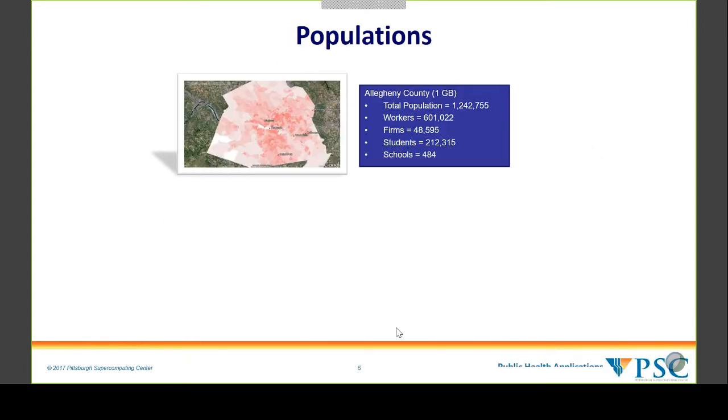So we have these synthetic populations. One thing I want to stress, one of the reasons we're at the Supercomputing Center, is that these are very computationally intensive models. They require lots of memory and lots of computation, which makes platforms like Bridges and Olympus very useful because we have a large memory capability. For instance, Allegheny County, with about 1.2 million people, takes about 1 gigabyte of RAM to run.